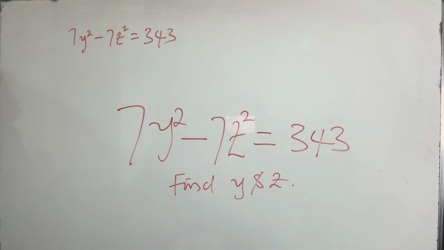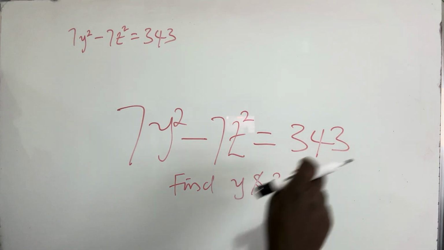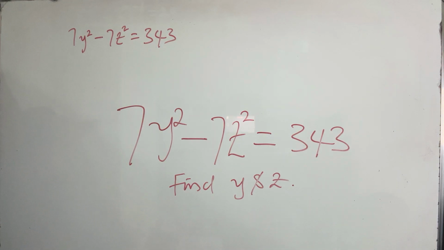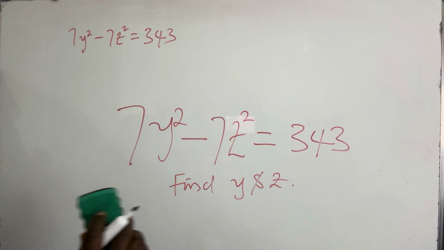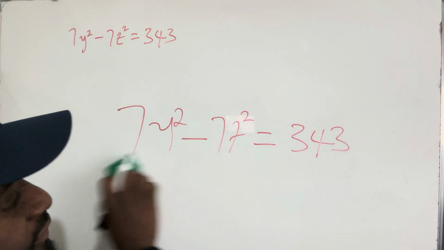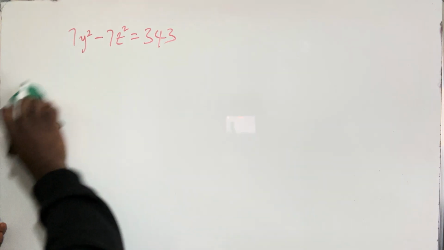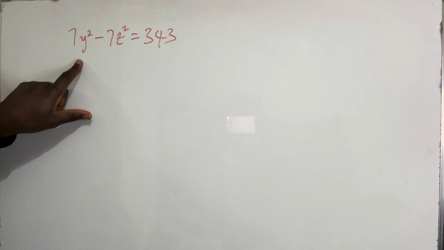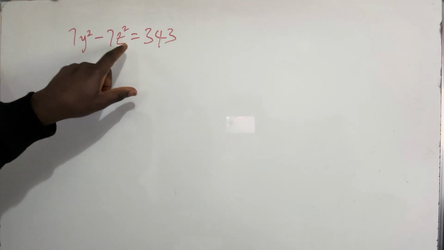If you see something like this, it says 7y squared minus 7z squared is equal to 343. Find y and z. If you see this, here's what you have to do. If I wipe this off, now, 7y squared minus 7z squared equals 343.